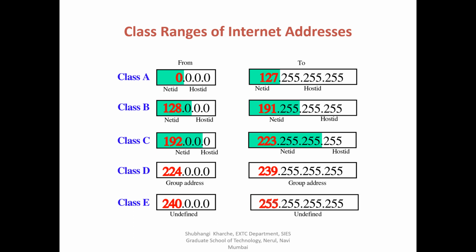From the class B range, again a set of IP addresses is reserved for private use in a LAN, and those IP addresses are 170.16.0.0 to 172.31.255.255. From class C, an IP address range reserved for private use is 192.168.0.0 to 192.168.255.255.